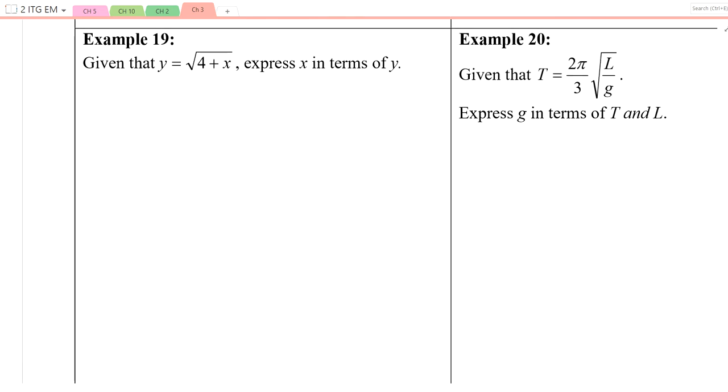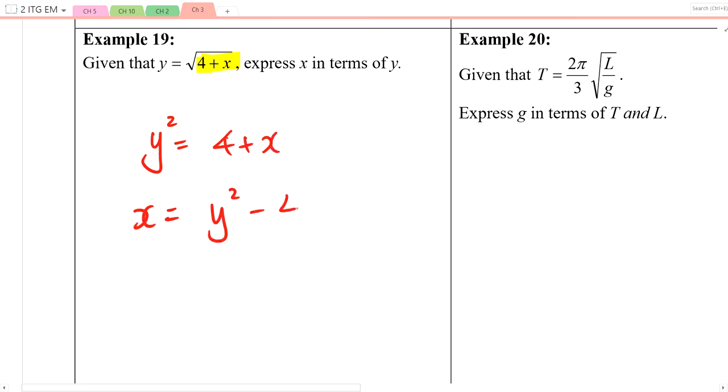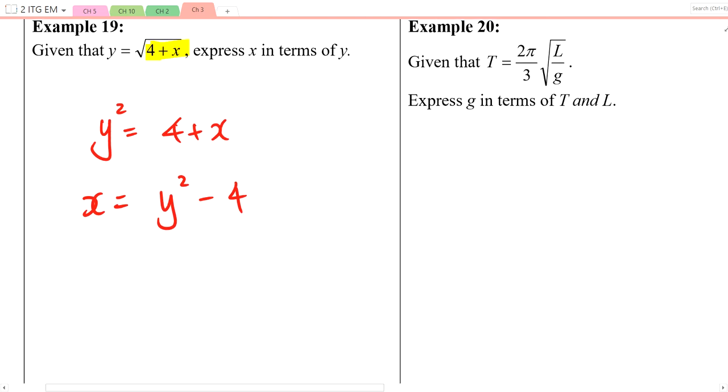Here we have example 19. Express x in terms of y. It is found under this square root sign. In order to get rid of it, we would want to square both sides. So y squared equals to 4 plus x. And x is simply y squared minus 4. So example 20.